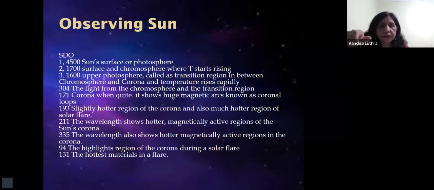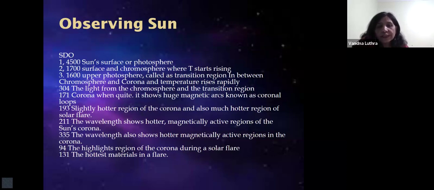There is a mission called SDO, in which 4500 angstrom is used for the sun's surface or photosphere. 1700 is used for the surface and chromosphere, where temperature starts rising. And 1600 is used for the upper photosphere, also called the transition region, which is between the chromosphere and corona, where the temperature rises very rapidly. 304 is used for light from the chromosphere and the transition region. And 171 is corona; when quiet, it shows huge magnetic arcs known as coronal loops.